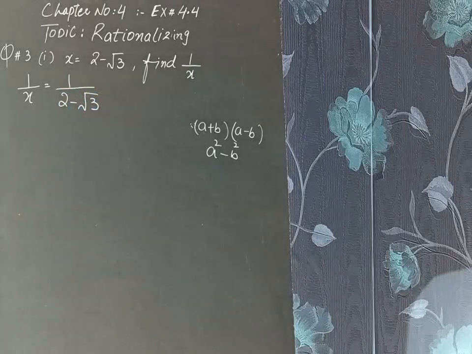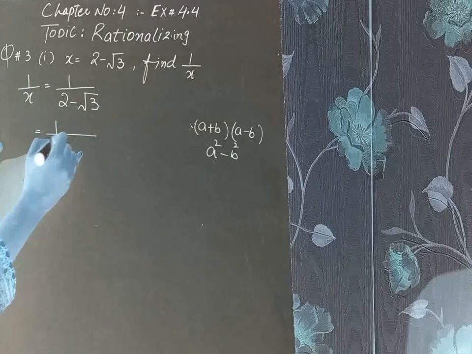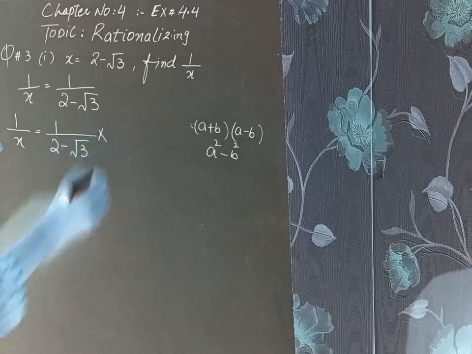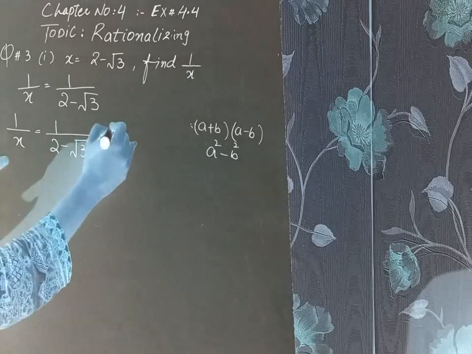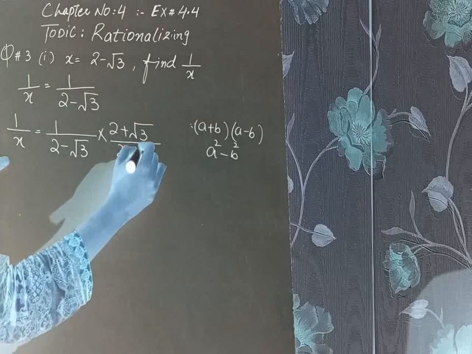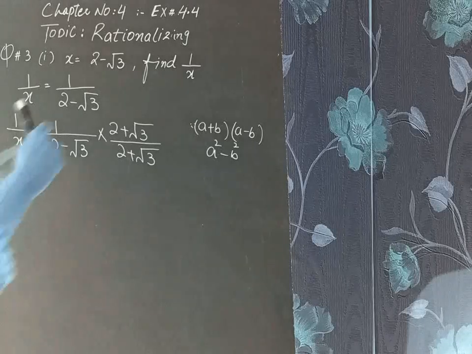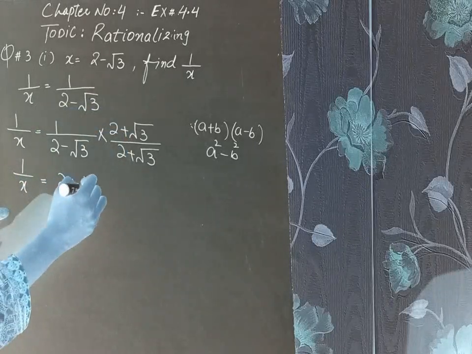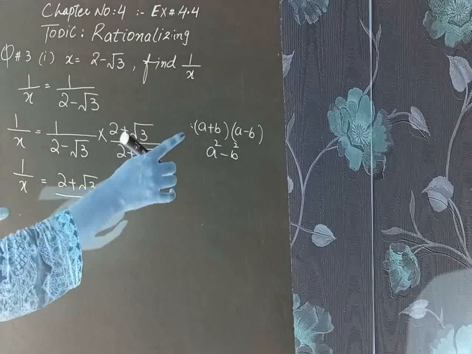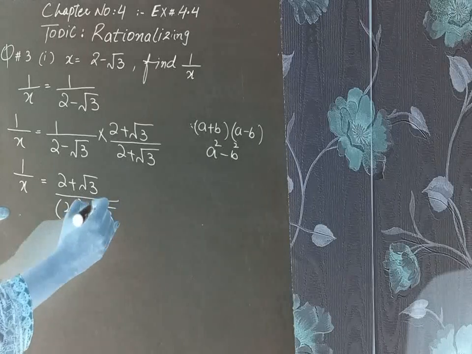Now in the same way we have to rationalize the denominator. First we will write this: 2 minus under root 3, multiply and divide by the conjugate of this, 2 plus under root 3 over 2 plus under root 3. Now we multiply the numerator by that. By multiplying by 1 there will be no change. 2 minus under root 3 times 2 plus under root 3. The same formula will be used here, that is a squared minus b squared.